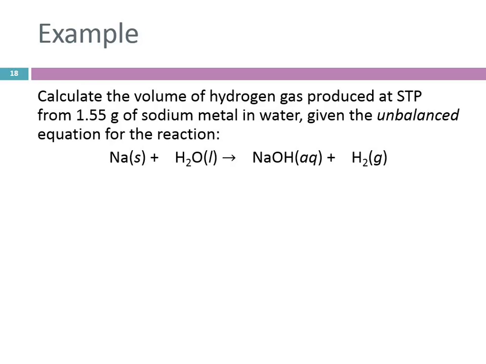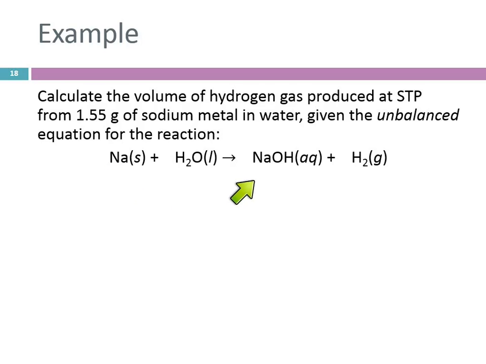Here's another one. Calculate the volume of hydrogen gas produced at STP from 1.55 grams of sodium metal in water, given the unbalanced equation for the reaction. So we have to balance the equation first. Balancing by inspection, I just look at this, right? I like to start with the first one. It often works out pretty well.